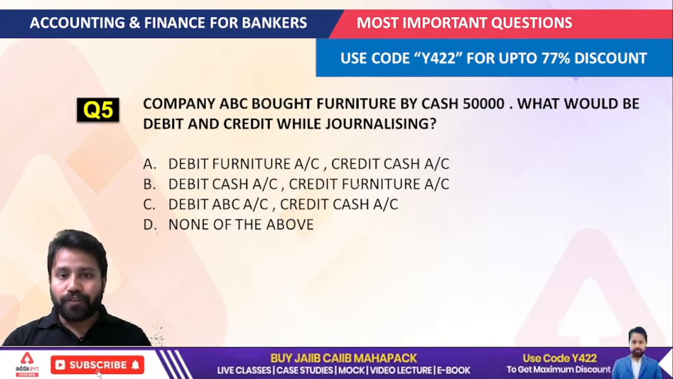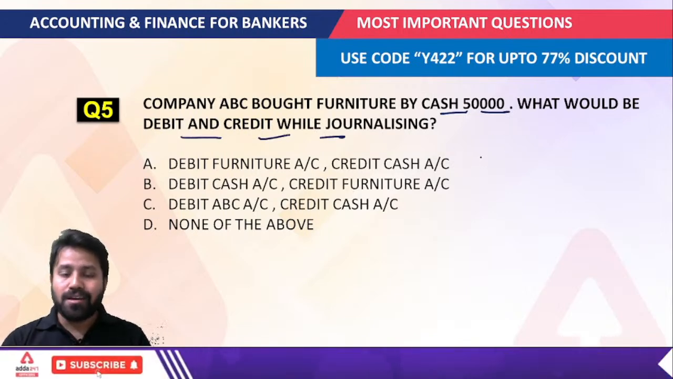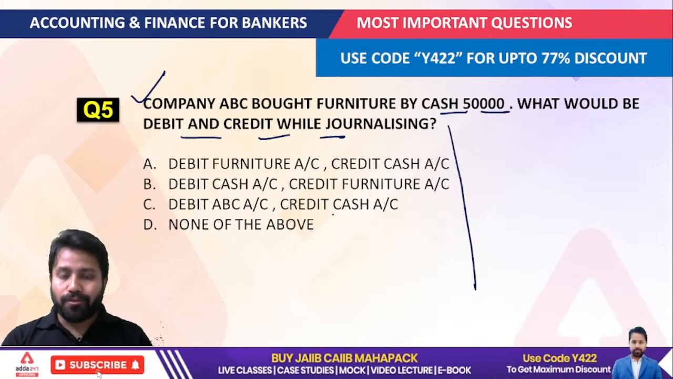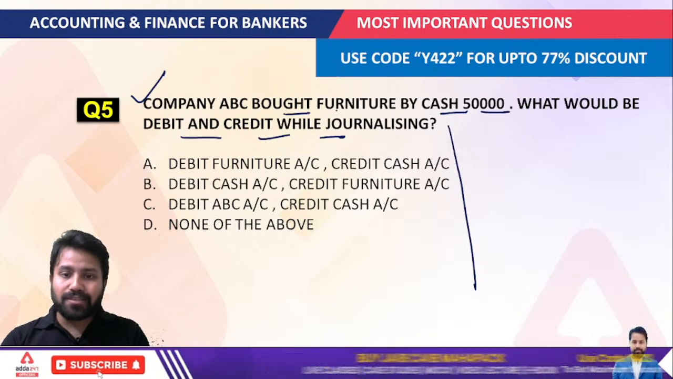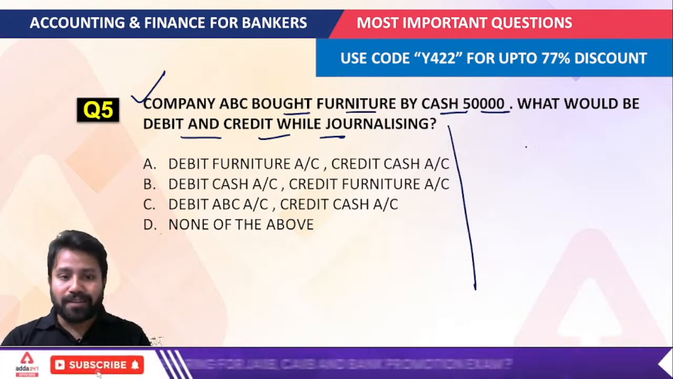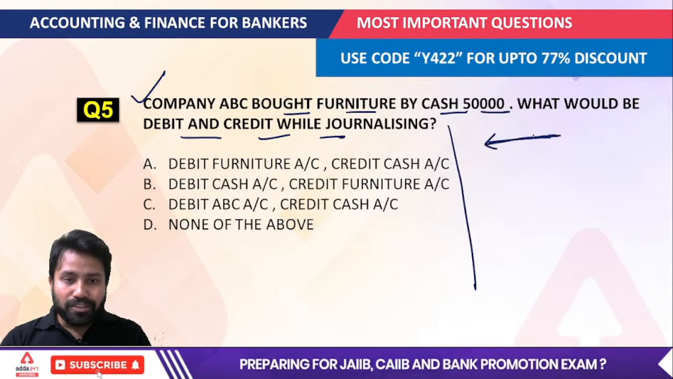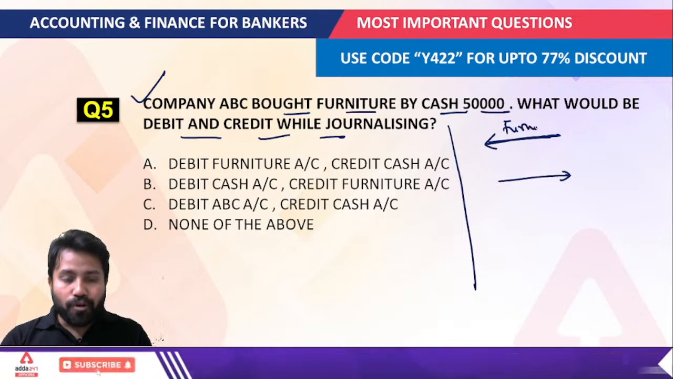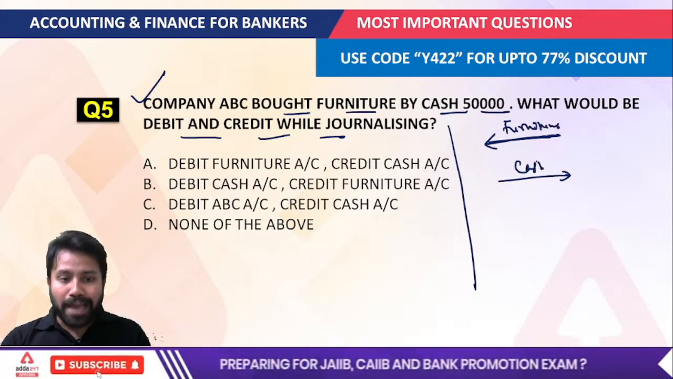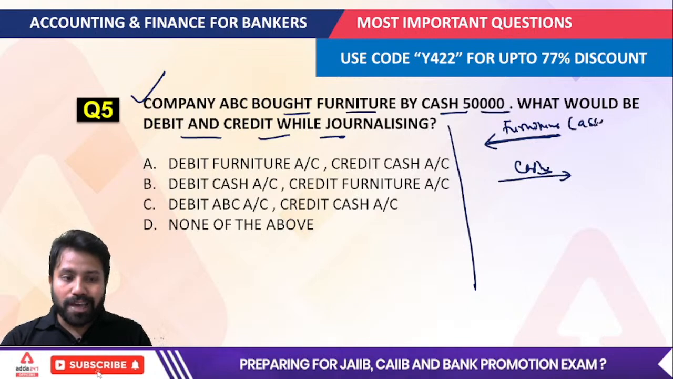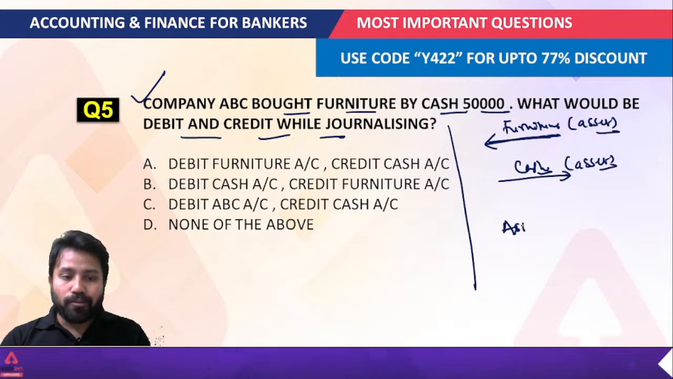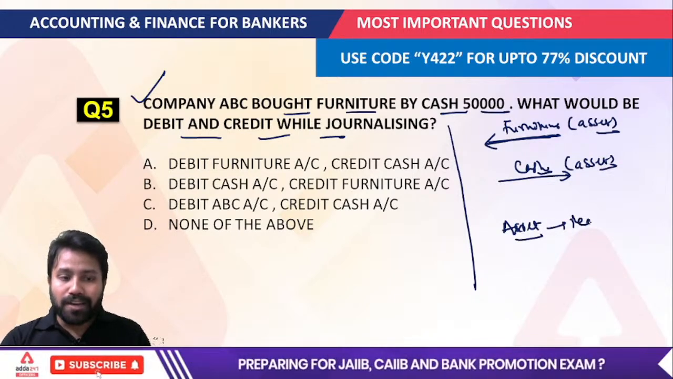Company ABC bought furniture for cash, 50,000 rupees. What would be the debit and credit while journalizing? A very important concept you are going to understand in this. If a company bought furniture by cash, that means the furniture is coming in and cash is going out. We can understand a very important rule here. Furniture is an asset of your company and cash is also an asset for your company.